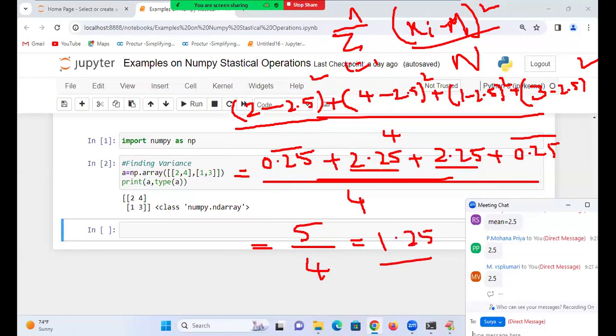What is variance? The average variance among all these numbers is 1.25. Are you able to follow? If you take these 250 students sitting in front of me, take their marks and compute the variance, I can say the average variance between all these students' marks is 1.25. Are you understanding this variance? So the variance is 1.25.